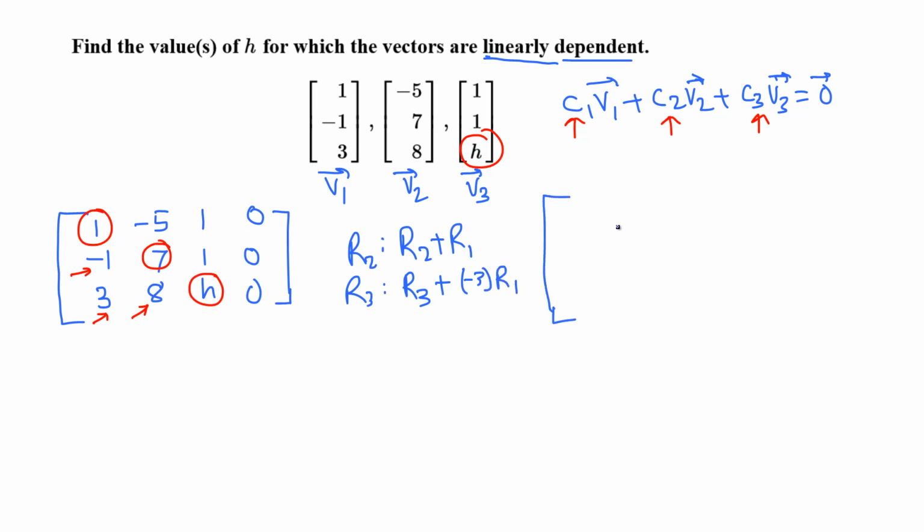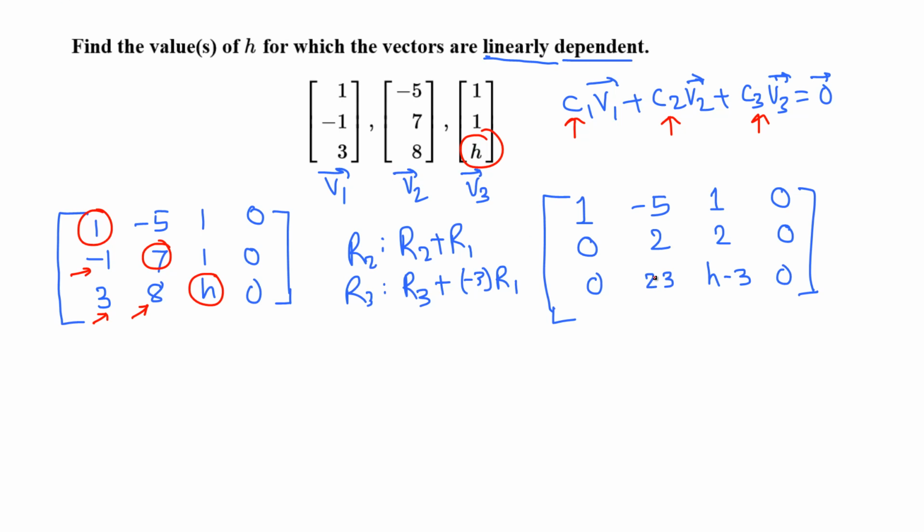Okay, so not doing anything on R1: 1, negative 1, negative 5, 1, 0. R2 plus R1, so negative 1 plus 1 is 0, 7 plus negative 5 is 2, 1 plus 1 is 2, and this is 0. Multiply R1 by negative 3 and add with R3, so 3 minus 3 is 0, 8 plus 15 is 23, h plus negative 3, so h minus 3, and 0.